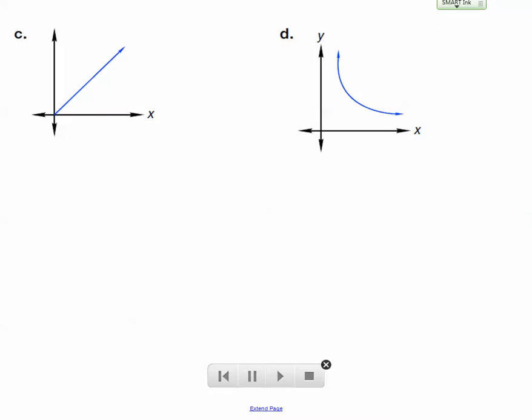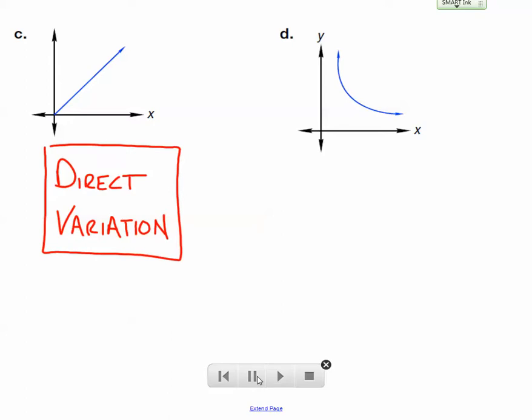Okay, now here's what the graphs look like. With direct variation, and that's what C is, and we should know that, we've got a straight line that goes through the origin. So C is direct variation. Y divided by x is always the same thing, so we have a constant slope. That's why that's happening. K is the constant slope.